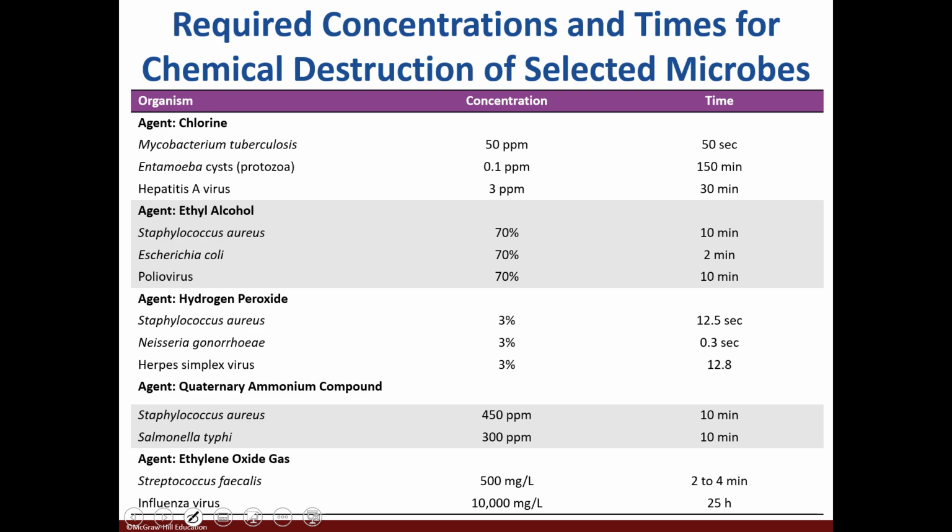Here are some common agents used to control microbes. Chlorine, at a concentration of 50 parts per million, can kill Mycobacterium tuberculosis in 50 seconds, while a 70% concentration of alcohol kills Staph aureus in 10 minutes. Every agent is different in terms of time and concentration required.